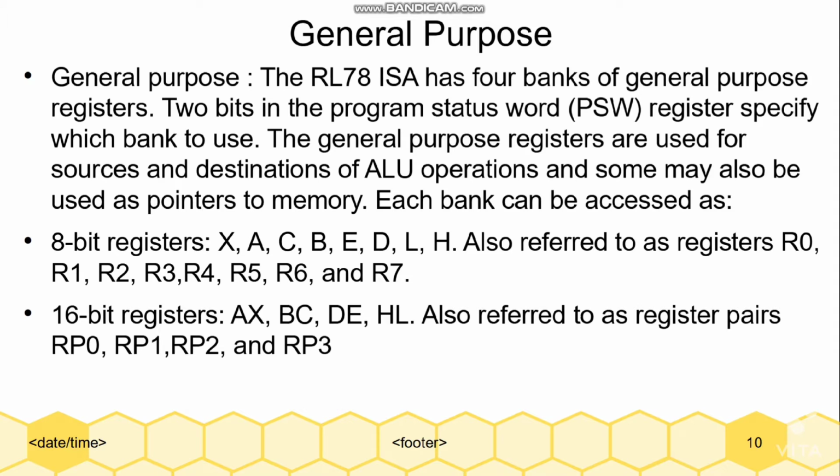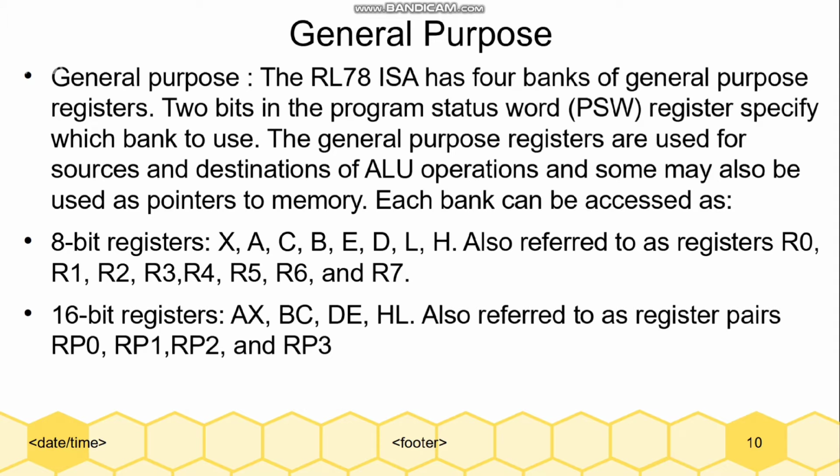Every microcontroller has general purpose registers. The RL78 ISA has 4 banks of general purpose registers. Each bank contains 8 registers, which means there are 32 registers. 2 bits in the program status word, which is another register we can discuss later, can specify which bank we are going to use. Since we have 4 banks, only 2 bits are enough to map all the 4 banks. That's what it means. The general purpose registers are used as sources and destinations of ALU operations, and some may also be used as pointers to memory.